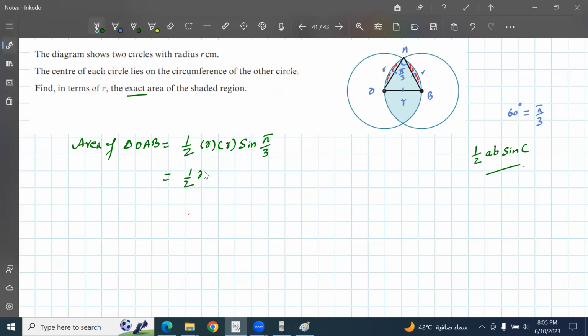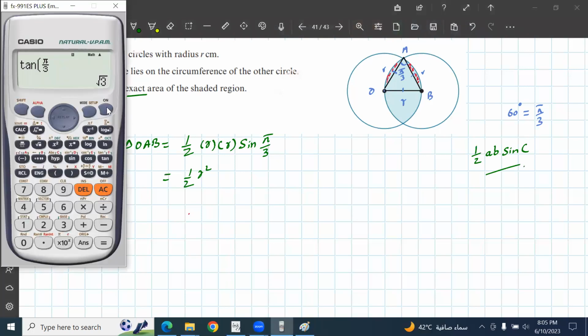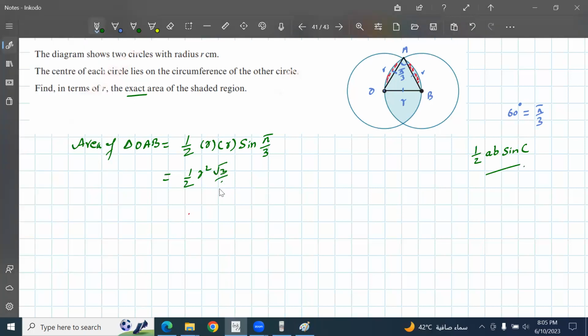So 1 over 2 r squared sine 60 equals what? You can check again in the calculator, but remember the right answer in exact form: sine of pi over 3 gives me square root of 3 over 2. So I will keep the same value, which is equal to r squared square root of 3 over 4. So this is my first answer, the equilateral triangle. Is it in centimeters, or is there no unit? There is centimeter, so centimeter squared.